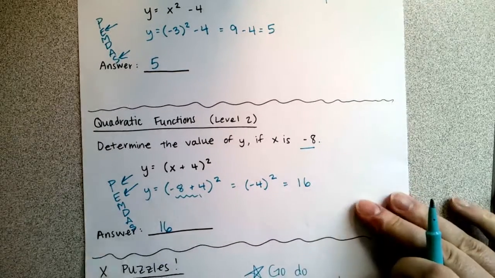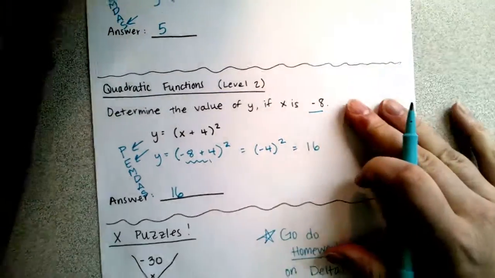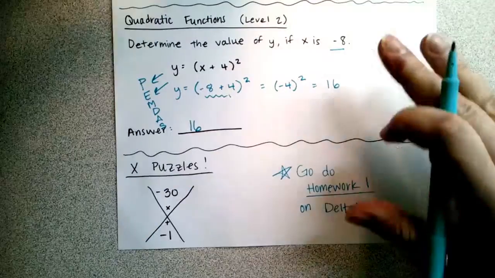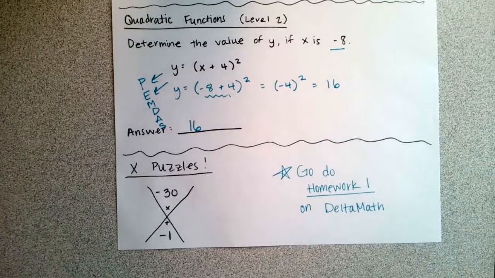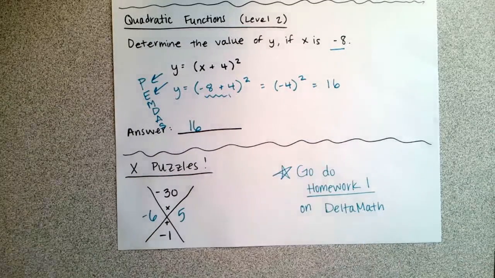Okay, and then the very last type of problem you'll see in your homework is just a review of X puzzles. We've done these a bunch before. Again, you're looking for two numbers that multiply to get the top number and add to get the bottom number. So factors of -30 that add up to -1 are -6 and 5.